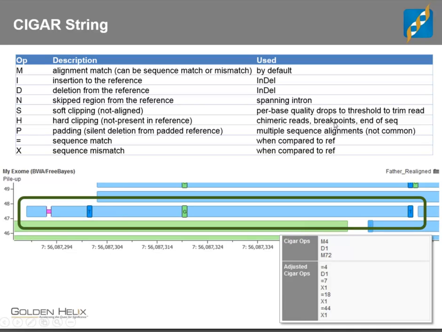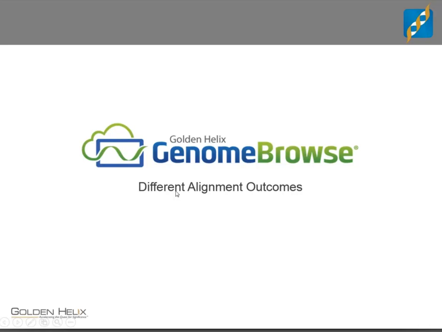Maybe this read spans a breakpoint of a copy number change or a structural variation, or we're in a chimeric region. So those reads that are chimerically aligned sometimes show up as 2 reads with different hard clippings, 1 on each side. Padding's not generally used unless using multiple sequence alignment. We already touched on those.